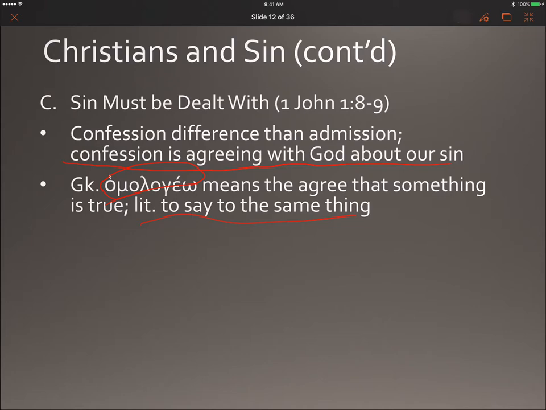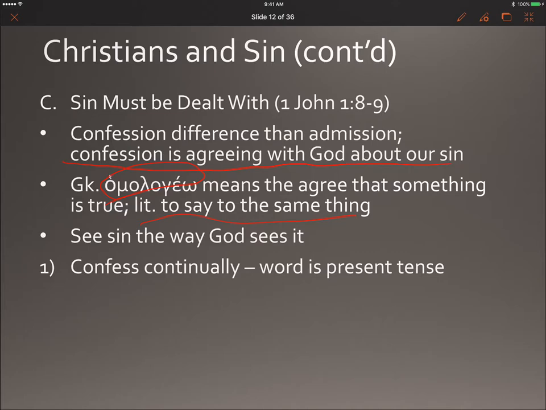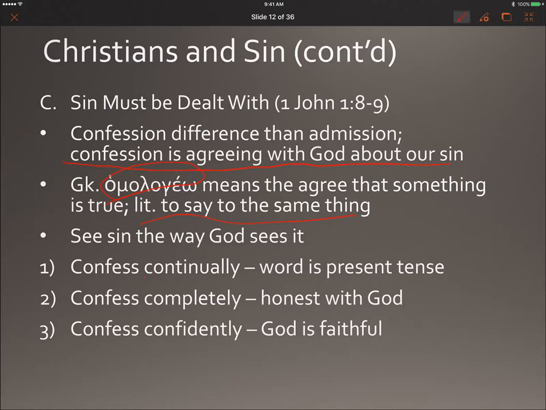Confess continually, completely and confidently. Confess that sin continually. Completely. Be honest with God. I would even say that we don't just pray and say, well, God, forgive me of all of my sin. And we can do that, that's good. But it's better if we were to call that sin out. Just be complete. God, I've had dishonest thoughts today. Lord, I had anger against my brother or sister.